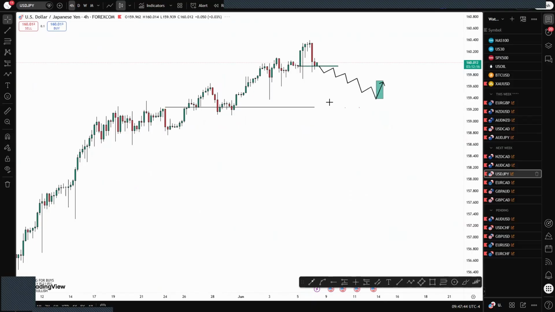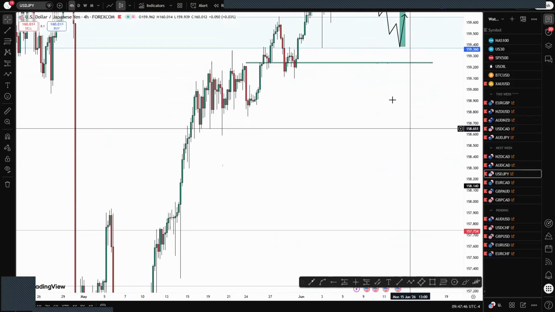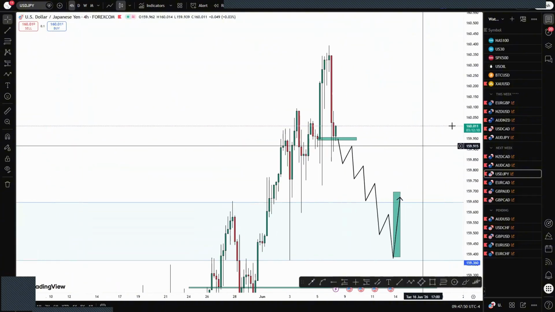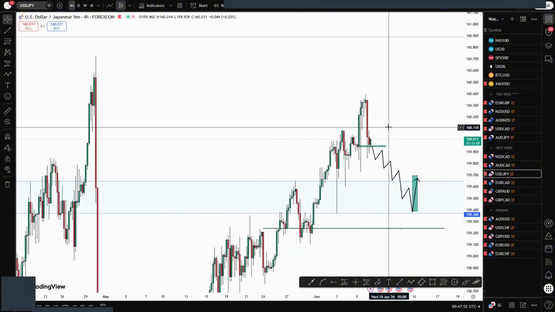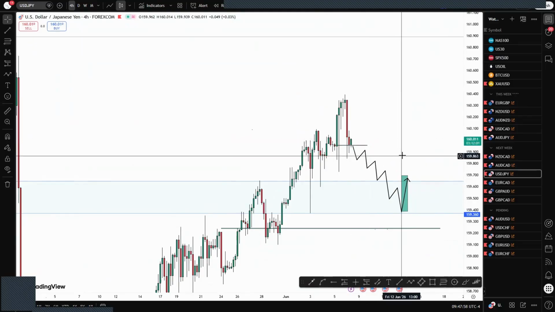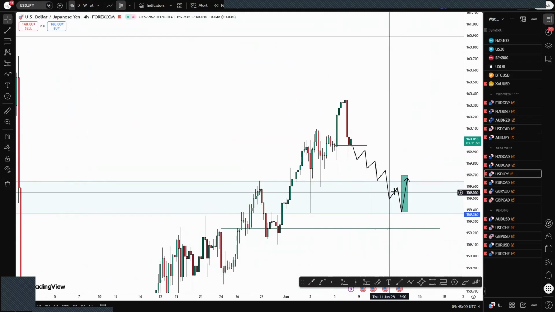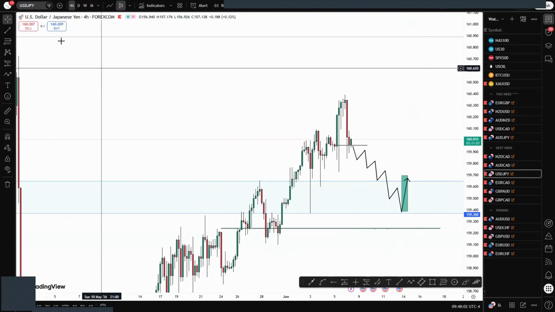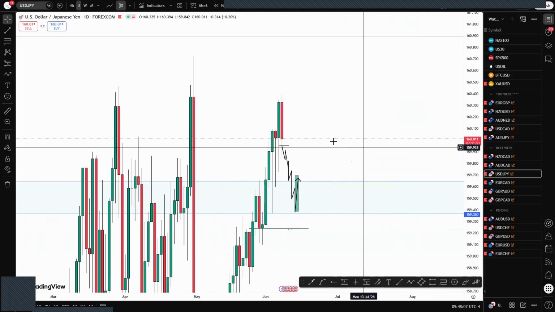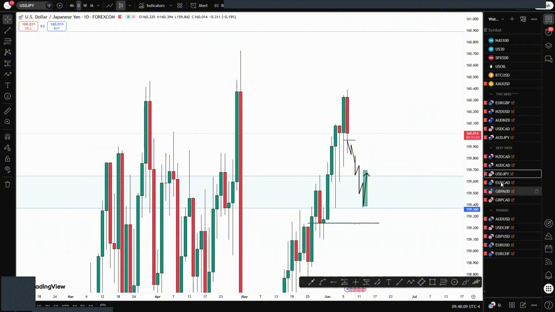USD JPY. Surprisingly, this pair that I thought would be slow this week is now dropping. And let's see if it takes out this lower higher low, so we can have a retest here and a shift, with the daily also holding at the same time. Then we can buy.